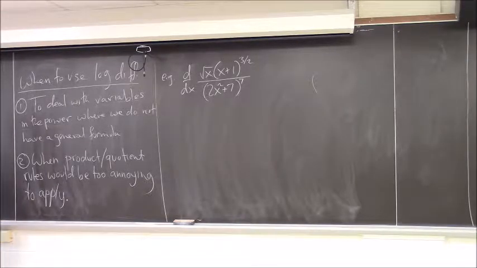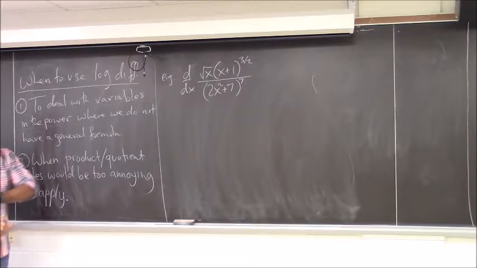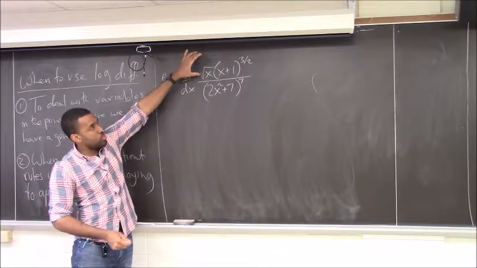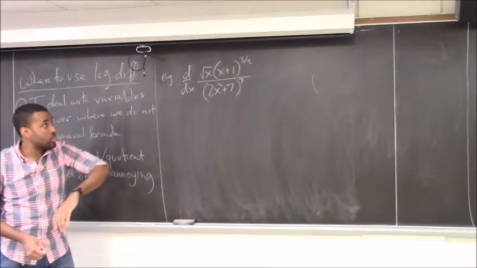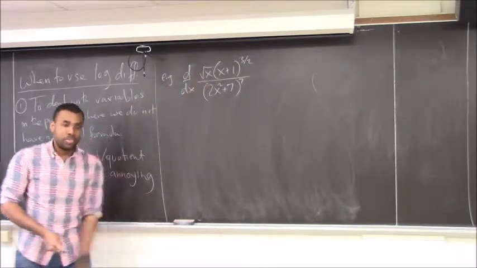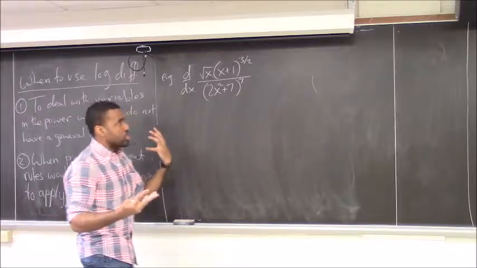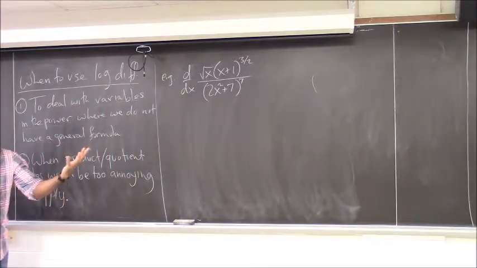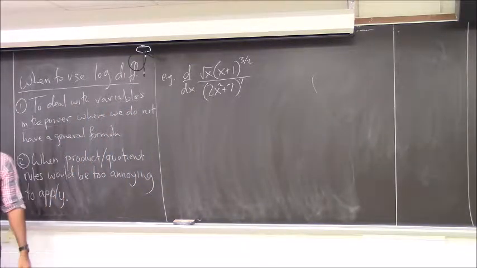Use the quotient rule, but that would be very annoying to apply, because to find the derivative of this, you'd have to use like the product rule with the chain rule, and then to find the derivative of the bottom, you'd have to use the chain rule. So you're doing the quotient rule, and inside the quotient rule, you have a product rule and chain rule. It's kind of going to be annoying, yeah.